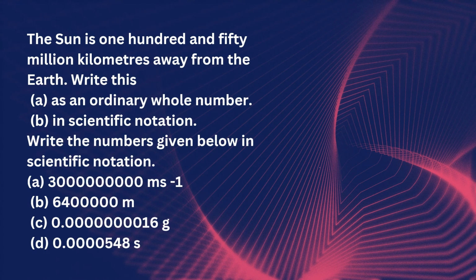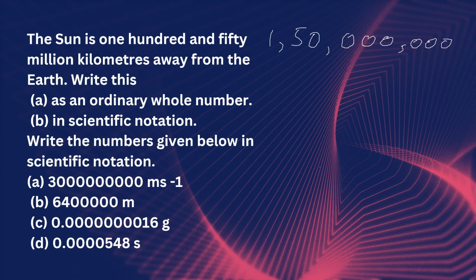I take the pen. Now it is written as the sun is 150 million kilometers away from the earth. Then I will write 150 and million. There are 6 zeros in a million, 3 and then 3 zeros more. So this is how we have written this in ordinary whole numbers.